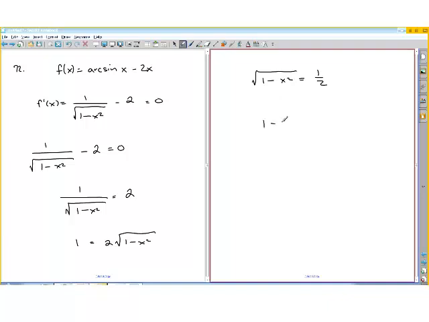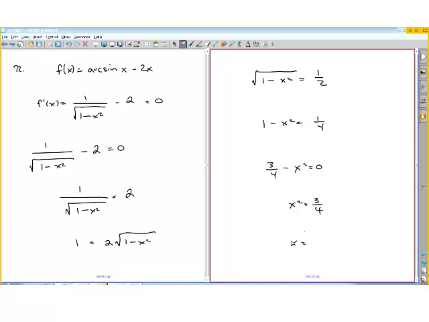Square both sides, so we get 1 minus x squared is equal to 1/4. 1/2 squared is 1/4 because 1 squared is 1, 2 squared is 4. And we're going to end up with a quadratic equation. Let's set it equal to 0; actually we don't have to, because there's no middle term. So if we subtract 1/4 from both sides, we'll get 0 here and we'll get 3/4 there. So we get 3/4 minus x squared is equal to 0, where x squared is equal to 3/4.